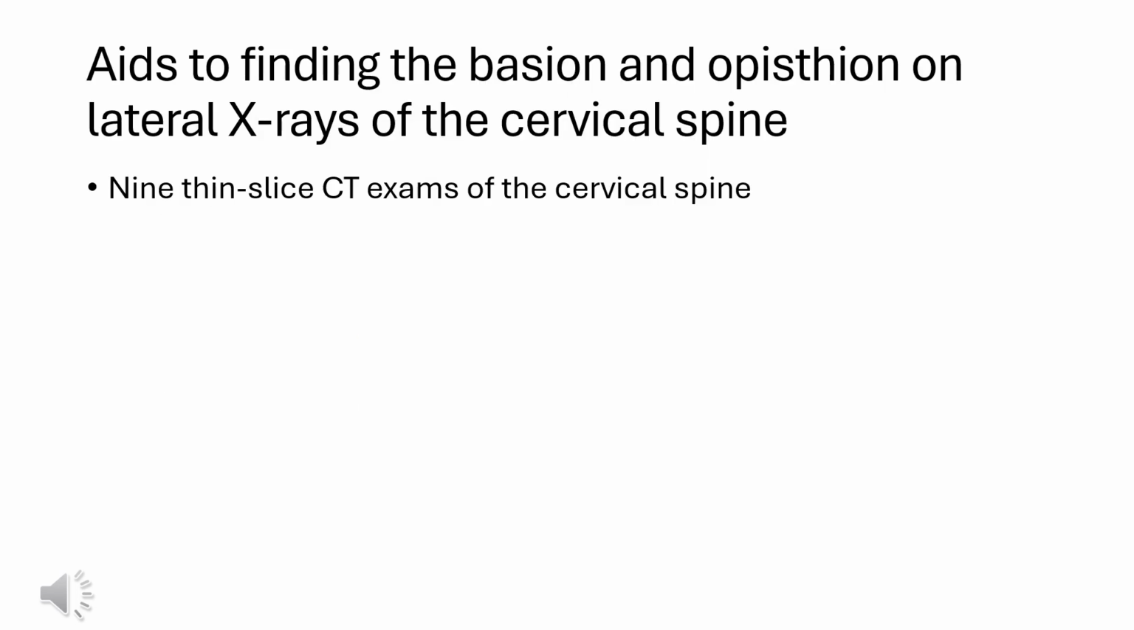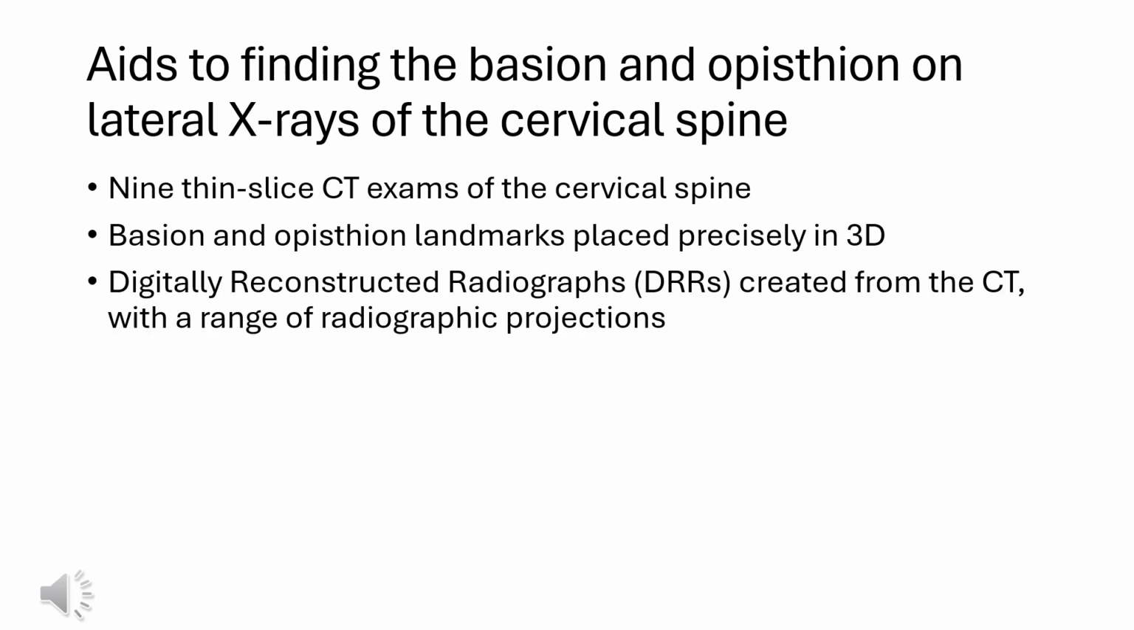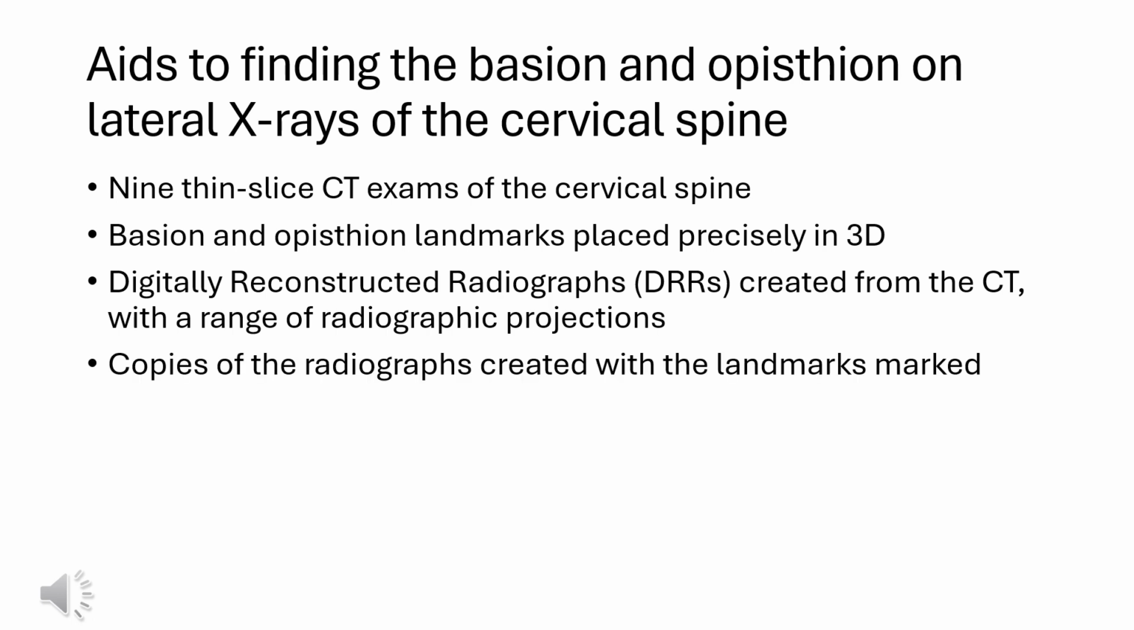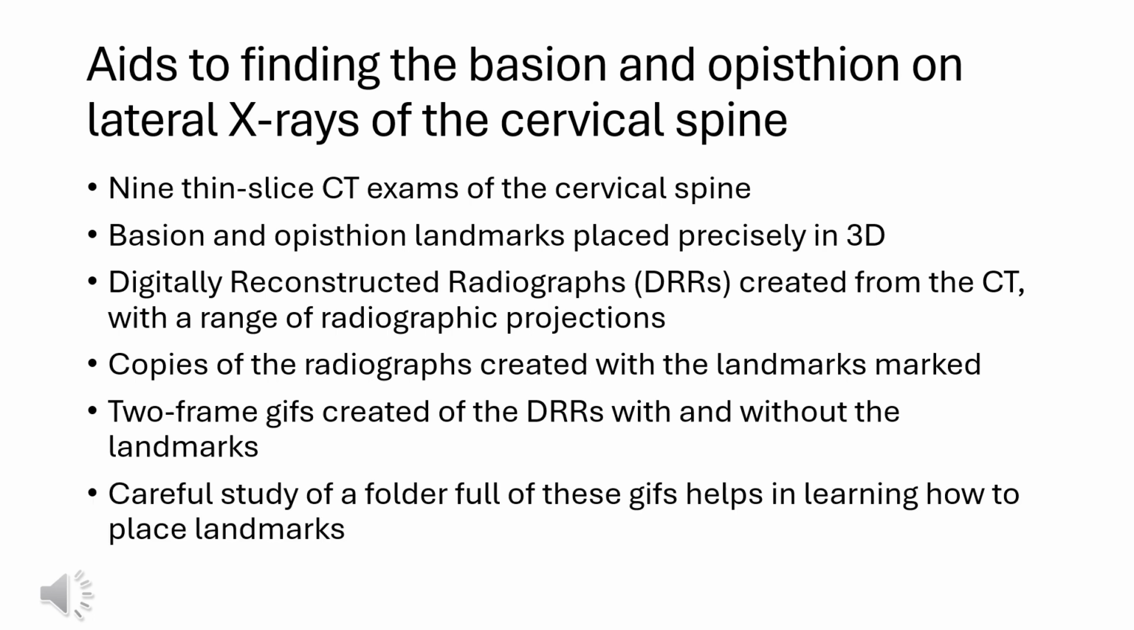To help learn how to find the basion and opisthion in lateral X-rays of the upper cervical spine, 9 clinical thin-slice CT exams of the upper cervical spine were used. The basion and opisthion were precisely located using axial, coronal, and sagittal plane slices like those shown in previous slides. Three-dimensional views were used to confirm landmark placement. Digitally reconstructed radiographs, referred to as DRRs, were created using Plastimatch with a wide range of radiographic projections. Copies of the DRRs were created with the landmarks shown. Animations were created from the DRRs with and without the landmarks shown. Careful study of these animations helps to learn how to place the basion and opisthion landmarks on X-rays.